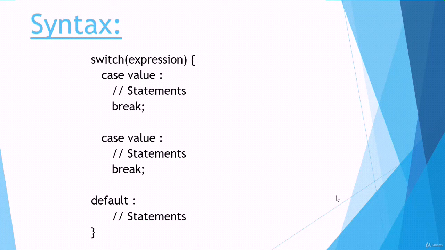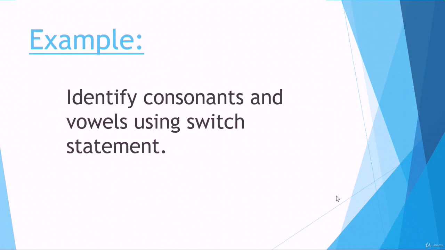We write many cases in the switch statement, and at the end we give an optional default case, so that if nothing matches that value, then this default case runs. We give that default case some statements that execute if nothing is matched. So let's look at an example: identify consonants and vowels using the switch statement. So let's create this example in our NetBeans.